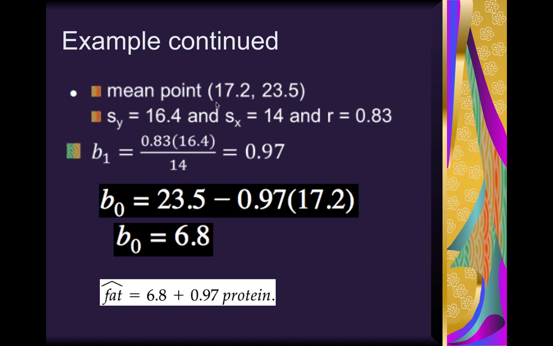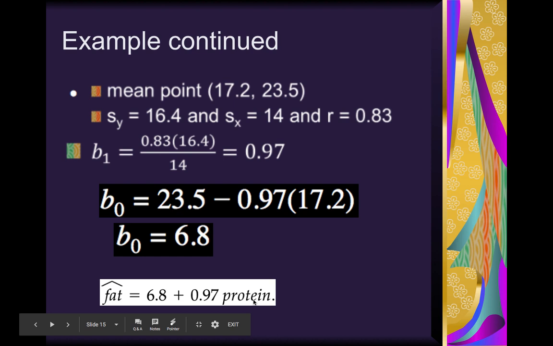Then, using our mean point, which was 17.2 comma 23.5, because, again, protein is our x, and the mean protein was 17.2. Y is our fat, and our mean fat content was 23.5. We plug that into the b sub 0 equation. So we get 23.5 minus our slope, 0.97, times the 17.2. This gives us a y-intercept of 6.8. So then our overall equation is the predicted fat content. It's still predicted, so fat gets to wear a hat, equals 6.8 plus 0.97 times our protein.